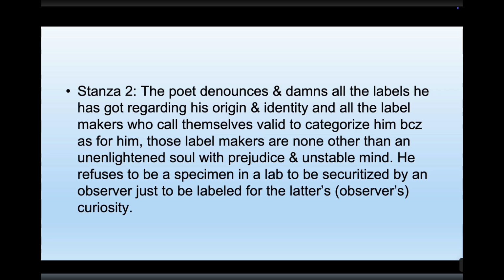He refuses to be a specimen in a lab, to be scrutinized by an observer, just to be labeled for the observer's curiosity. This means that he emphasizes his deep connection to India, asserting that his roots, emotions, expression and experiences are all Indian, despite the mixed heritage given to him by the people with unstable minds who are calling him Anglo-Indian. He totally refuses that.